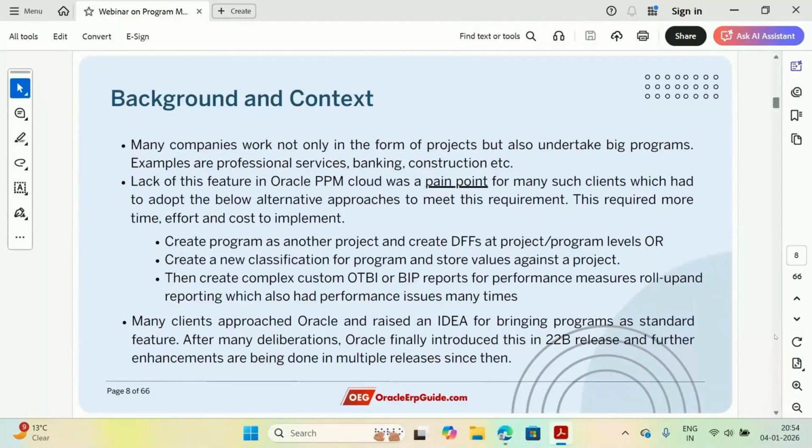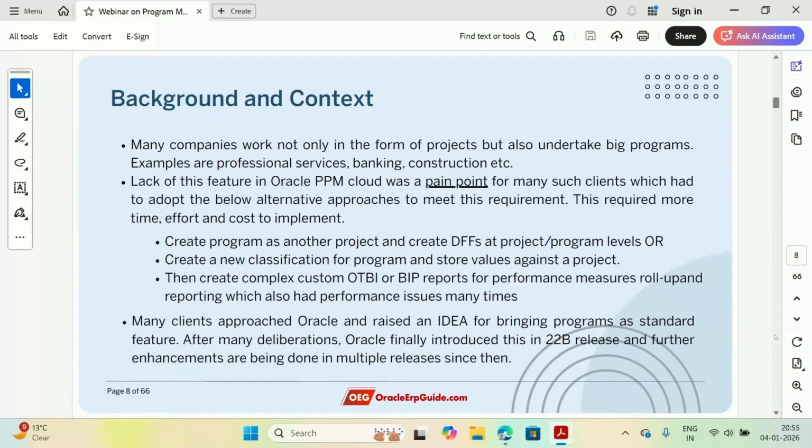But it had limitations. First of all, a lot of development was required. And then performance issues also used to crop up, because if there are multiple levels, it becomes very heavy and affects performance. So many clients approached Oracle and raised ideas for bringing programs as a standard feature. After many deliberations, Oracle finally introduced this feature in the 22B release.